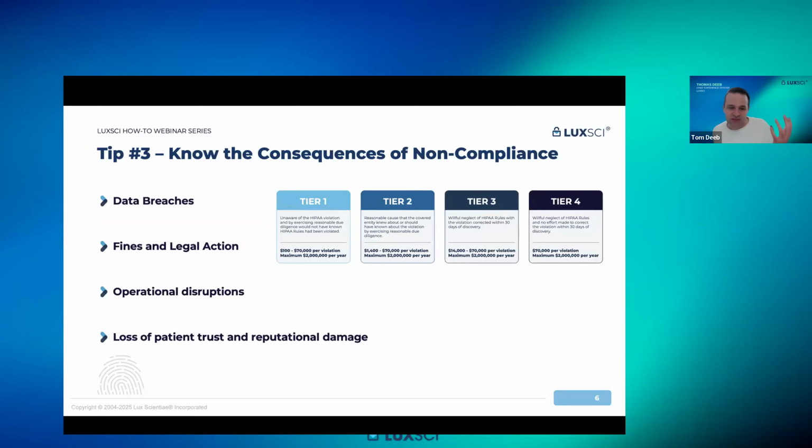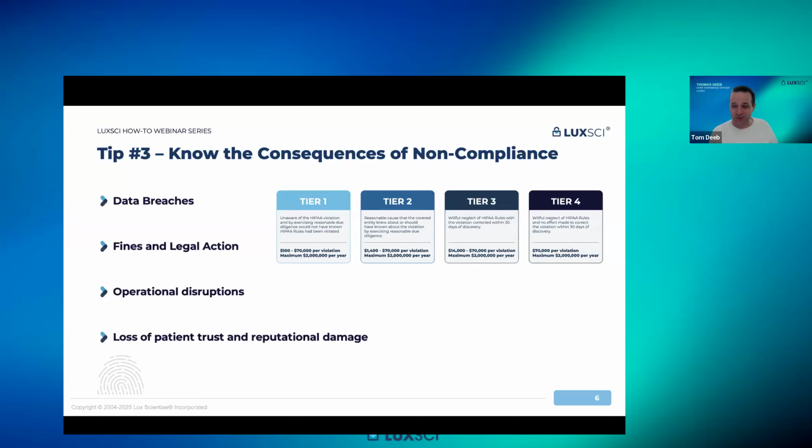And as we look with data breaches, fines and legal action, operational disruptions, the last one is, to me, one of the most important ones, particularly as someone who leads our customer facing teams, right? Your patient trust or customer trust and the reputation that you've built is hugely important, right? And so that's a quick tip number 3.